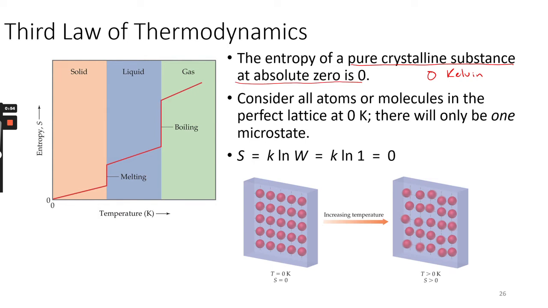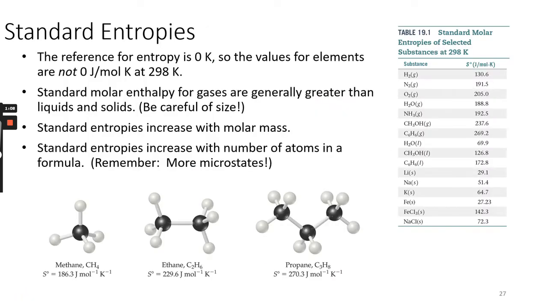Here is a plot of the entropy versus temperature, and you can see during phase changes, the entropy jumps up quite a bit, yet the temperature is staying constant. So standard entropies, these are things you could look up in the appendix in your book, but here is a table of quite a few of them. The reference for entropy is 0 Kelvin, so the values of the elements are not 0 joules per mole Kelvin at 298 Kelvin, okay? So standard molar entropies for gases are normally greater than liquids and solids, but you kind of have to look at the masses of them.